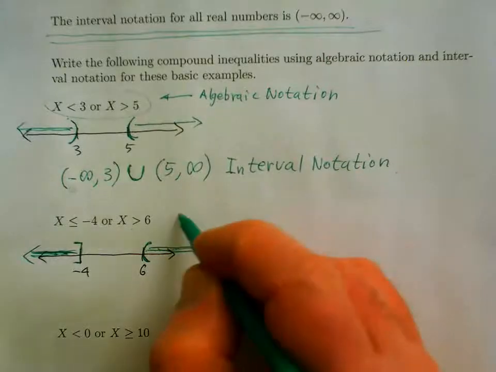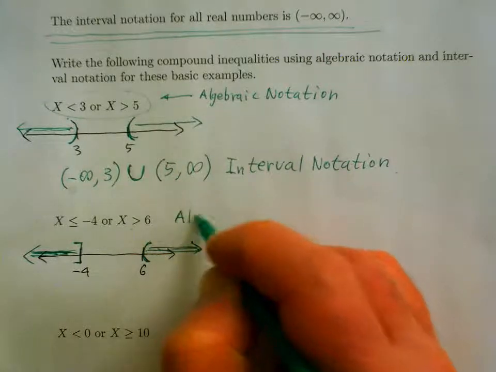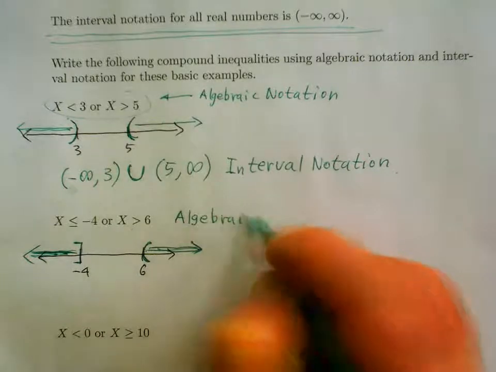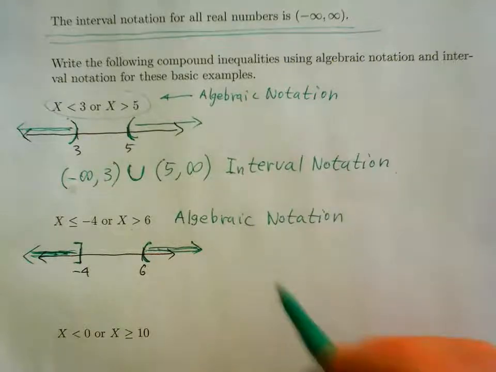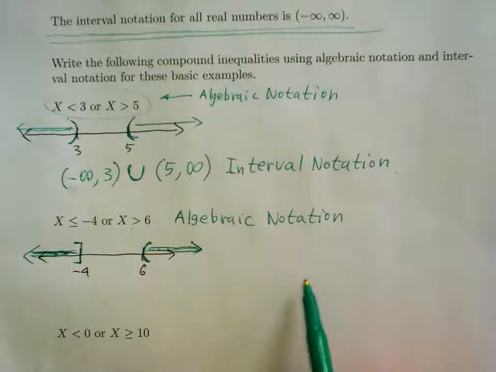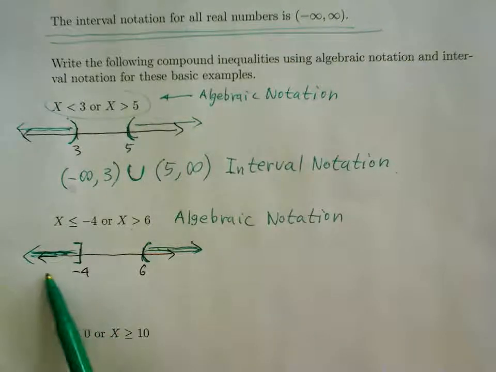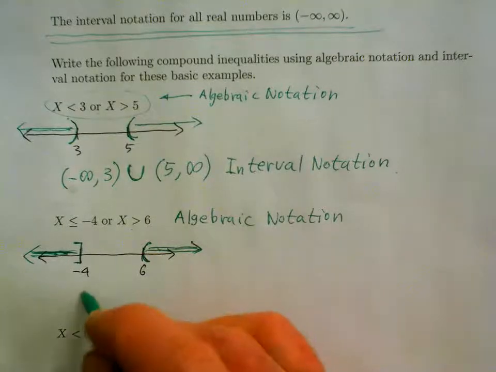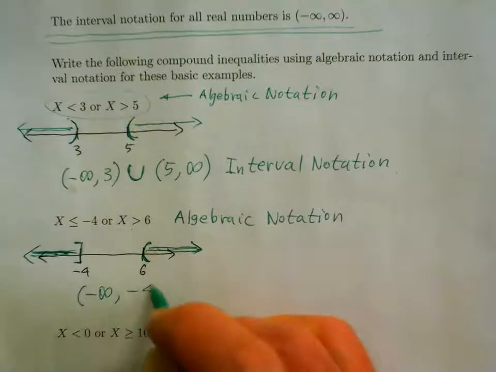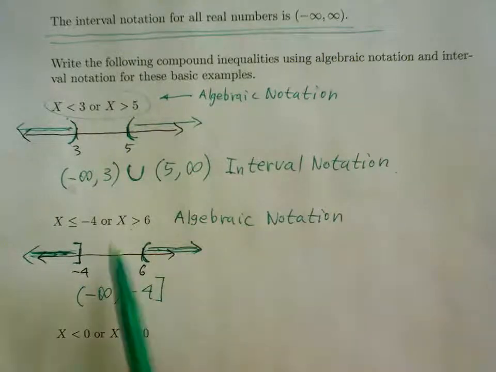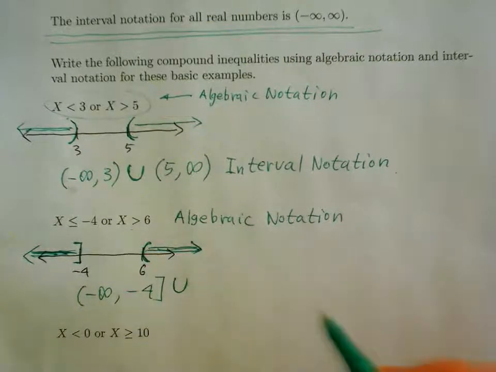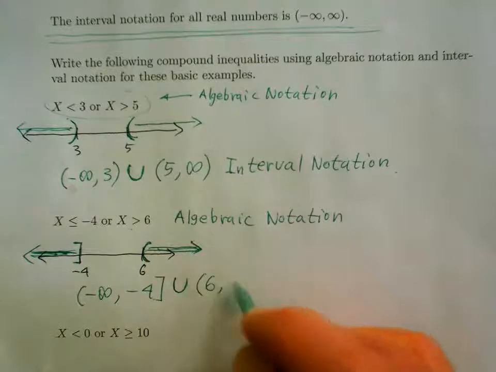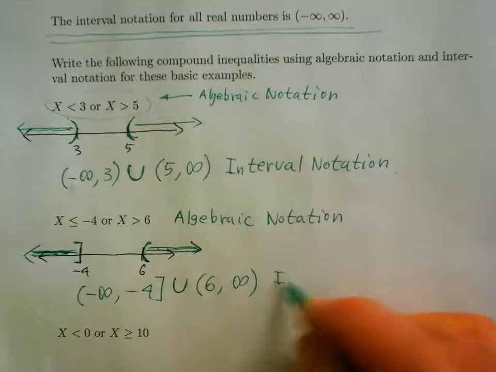Okay, once again, we begin with the algebraic notation. And the interval notation, well, the left part is represented by negative infinity, comma, -4 bracket. Since the word "or" is used, we use the union symbol, and then x greater than 6, parenthesis 6, comma, infinity. This is the interval notation.